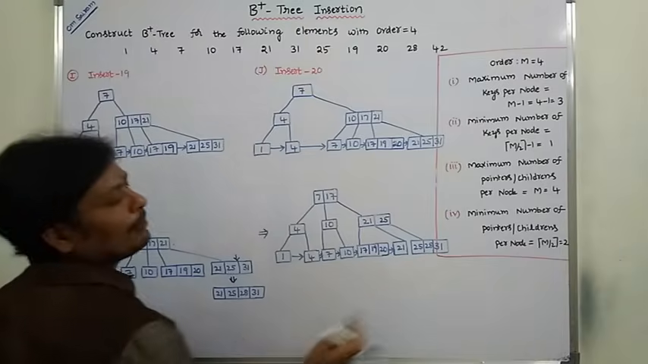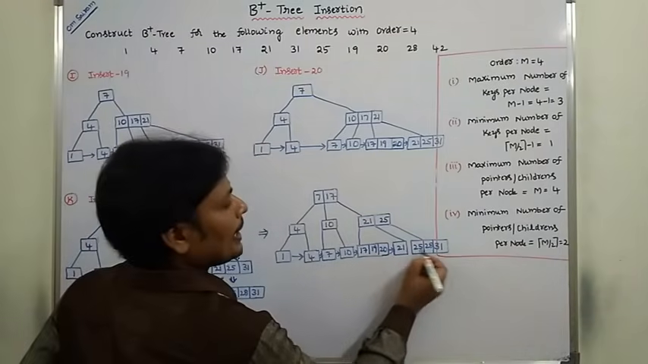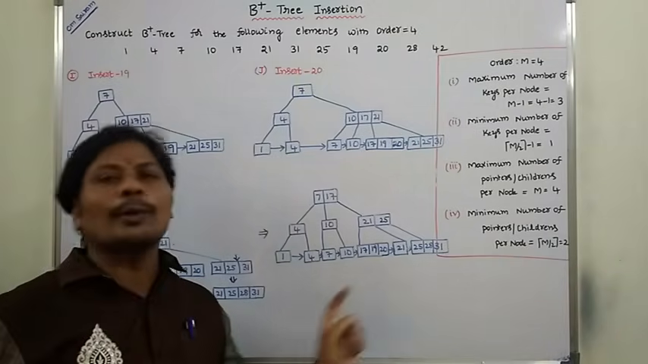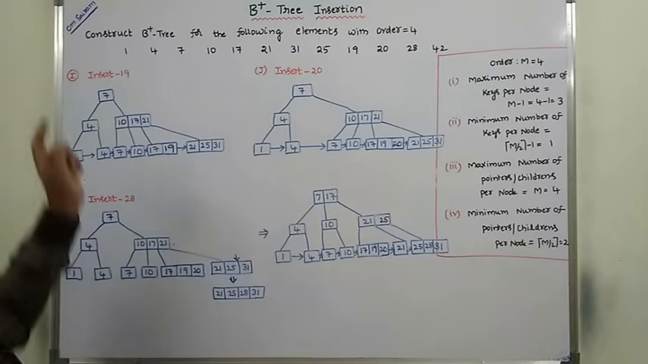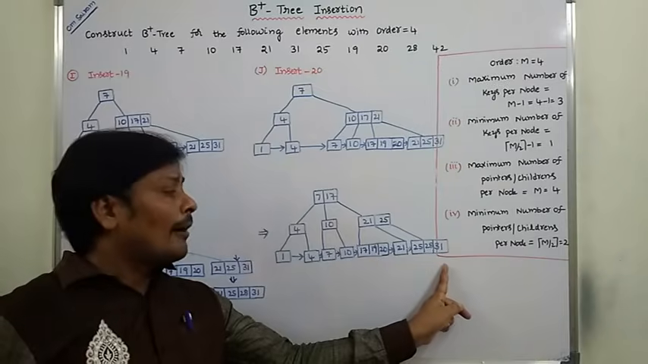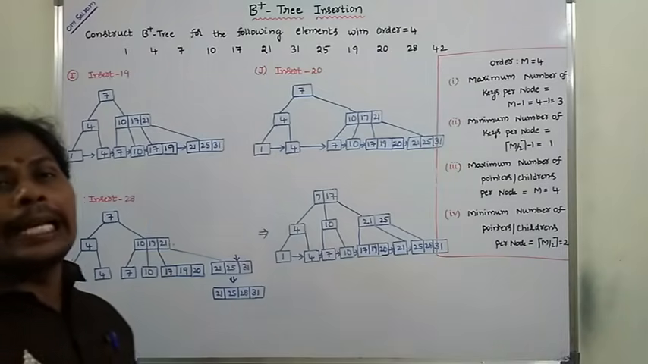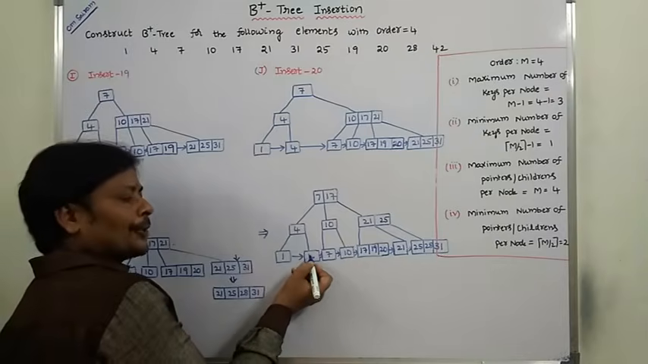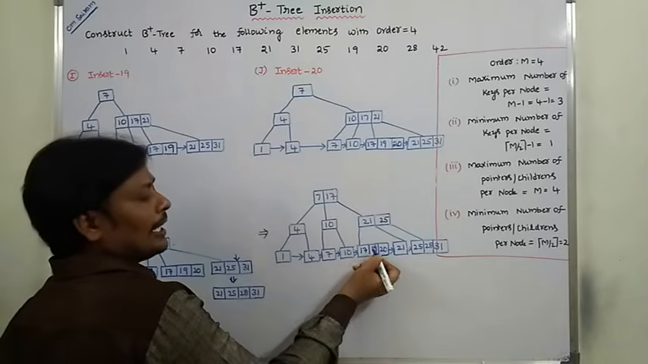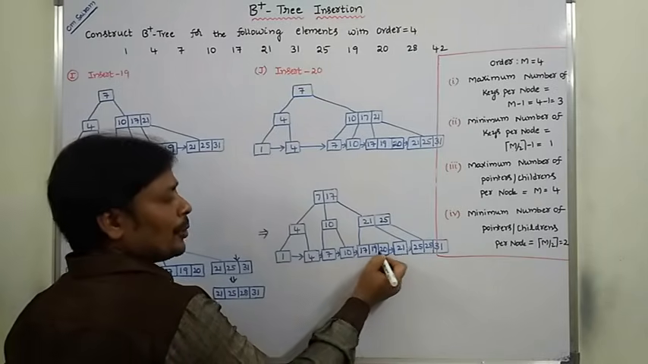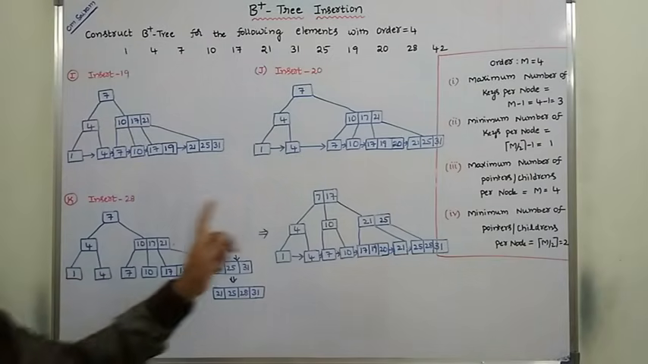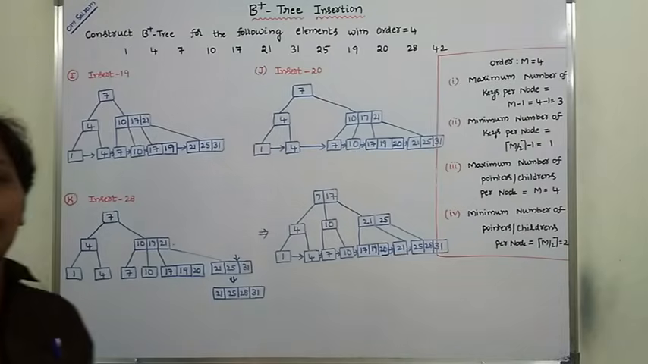Here also 25 can be added, so 25, 28, 31. All the elements at the leaf nodes are linked to each other. In the previous figures also, the leaf nodes in the last level are linked to each other in a single linked list fashion. 1 can be linked to 4, 4 to 7, 7 to 10, 10 to the next node, and so on. So after inserting 28, this is the B plus tree we are getting.